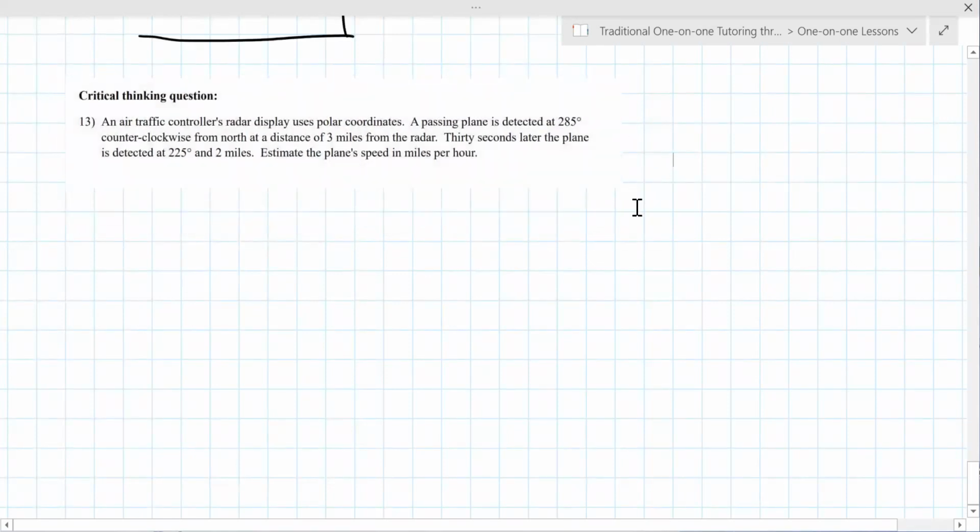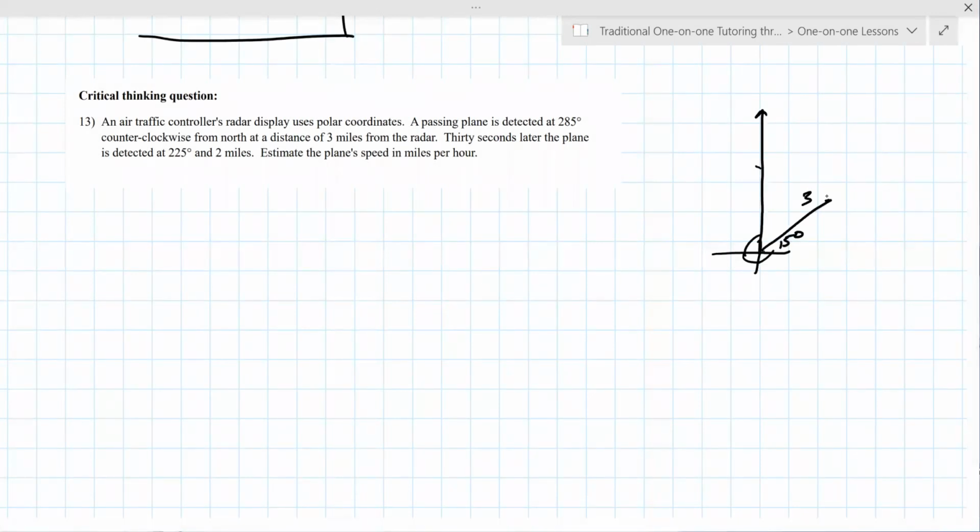Plane is detected at 285 degrees counterclockwise from north. So counterclockwise, so going this direction. So that's 90, 180, 270. So it's 15 degrees there. 3 miles. So 3 miles. Okay. And 30 seconds later, the plane is detected at 225 degrees and 2 miles. So let's see, 90. So it's there, 45 and 2 miles. Okay. Estimate the plane's speed in miles per hour.